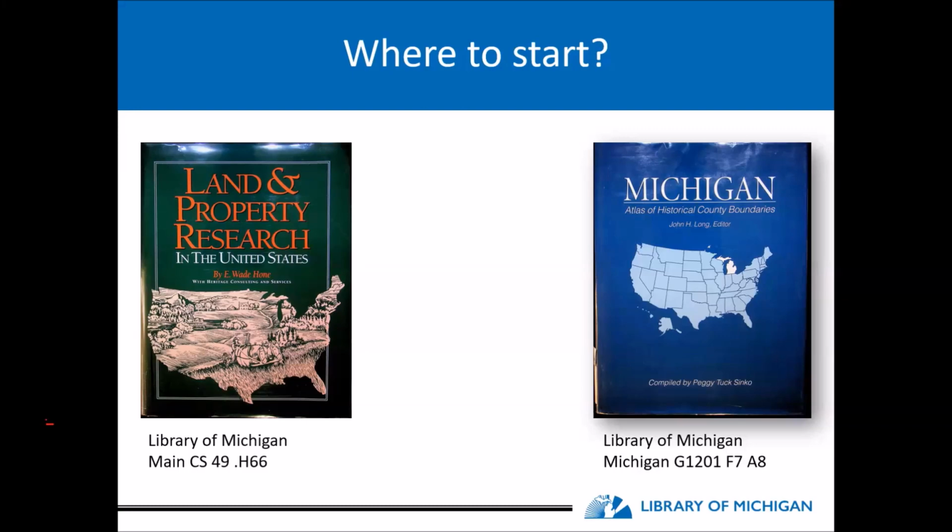So the book on the left is Land Property Research by E. Wade Hone. And this is a really good reference resource. It talks a lot about the pre-US possession. So it's going to talk about land resource records and information about French, Spanish, British, and Mexico ownership of different sections of the United States. It also includes a section on the federal and state lands. Within that section, it'll speak about the location of repositories, and it will give further reading selections.